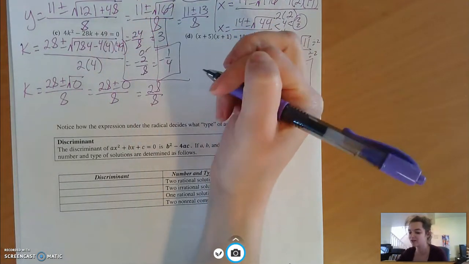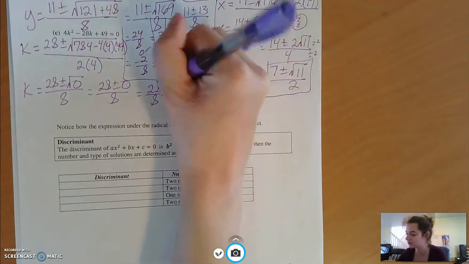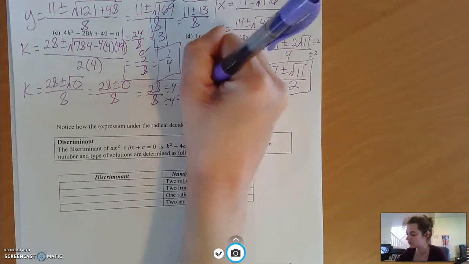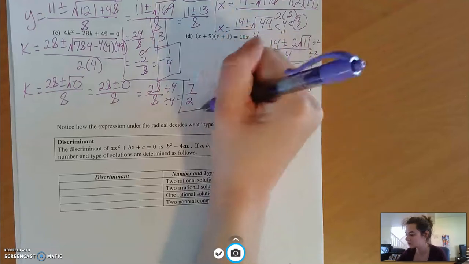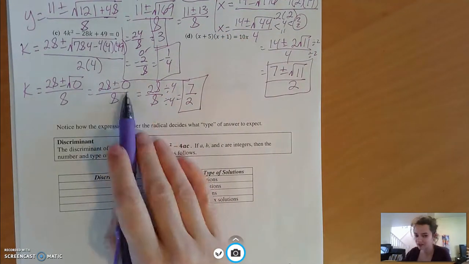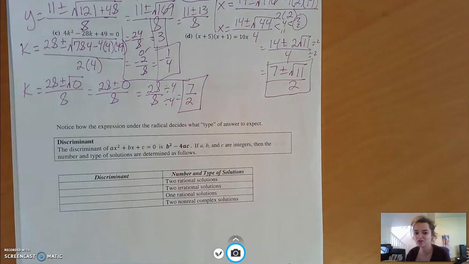And we can simplify a little bit because 28 and 8 are both divisible by 4. And you're going to get 7 over 2. So you only get one answer here. Technically, you get it twice because of the plus or minus, but you only get one answer, which is 7/2.